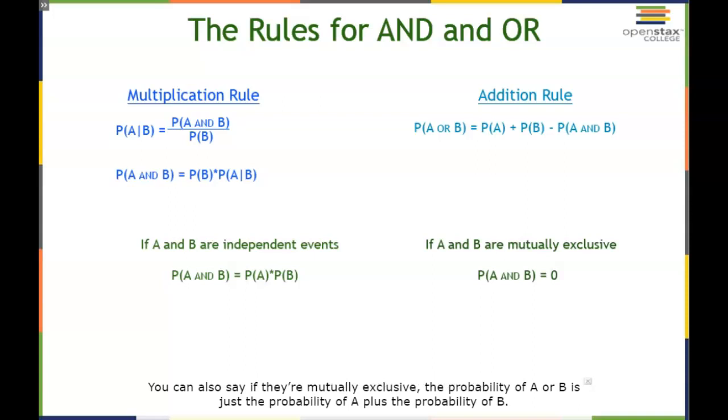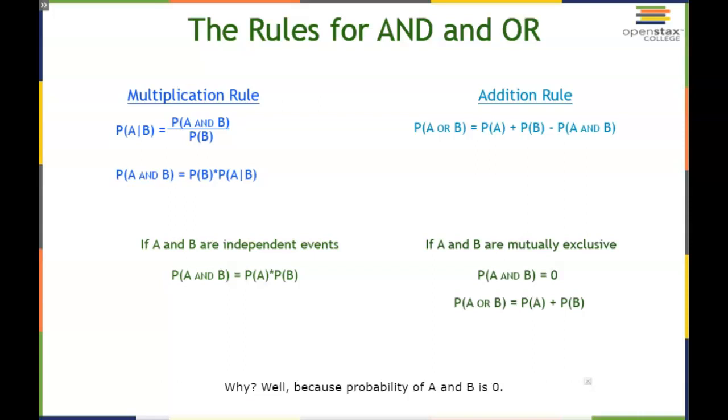You can also say if they're mutually exclusive, the probability of A or B is just the probability of A plus the probability of B. Why? Well, because the probability of A and B is 0. So by the addition rule, we can just cut out that minus part of the addition rule.